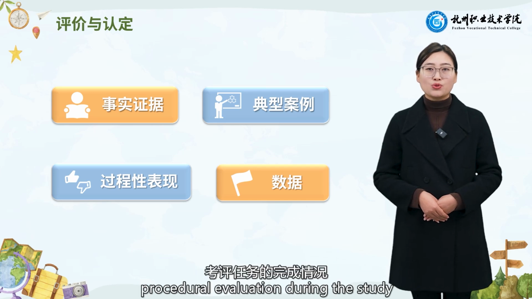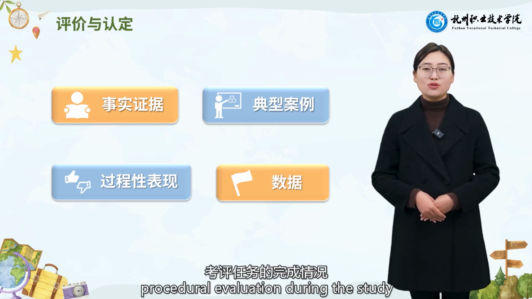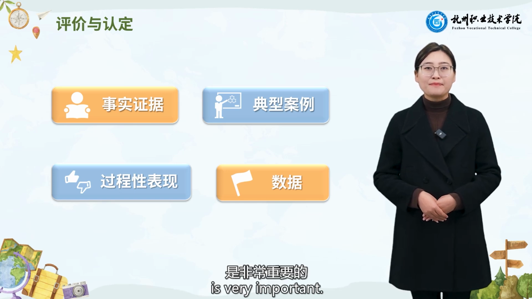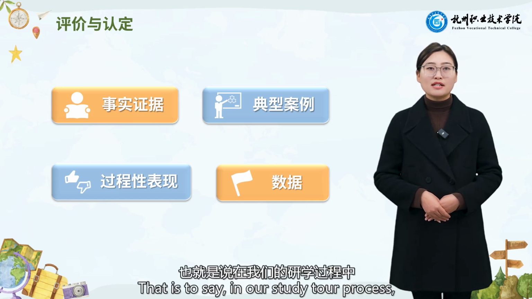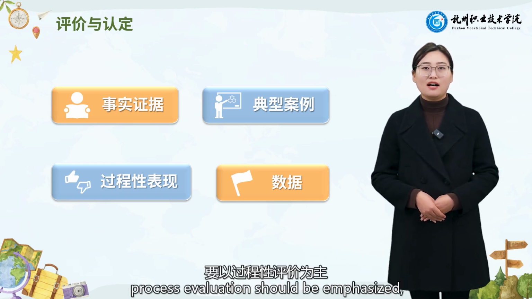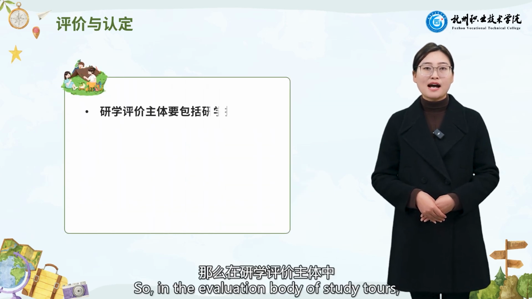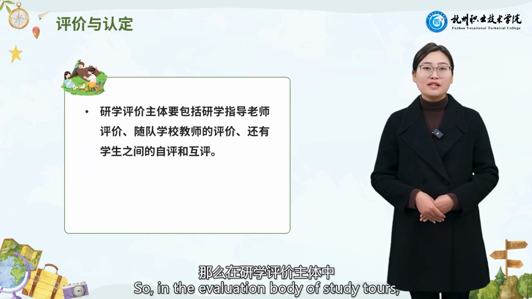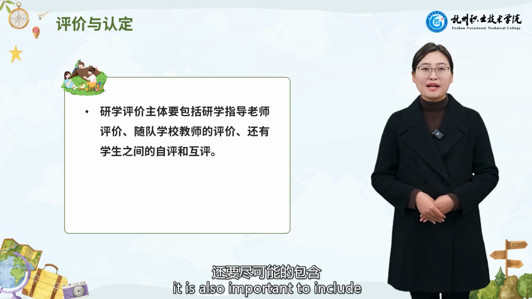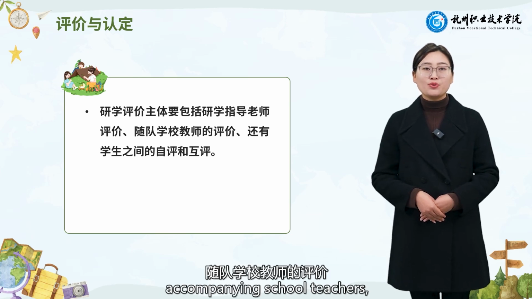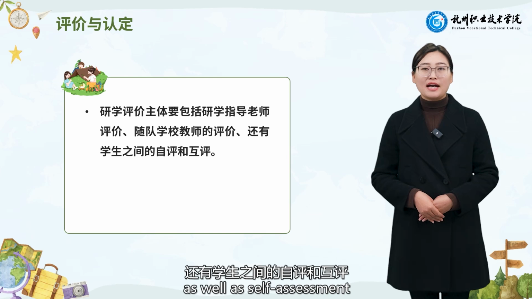research-based learning. Thus, procedural evaluation during the study. Therefore, the process evaluation of study tours is very important. That is to say, in our study tours, process evaluation should be emphasized, with outcome evaluation as a supplement. So, in the evaluation body of study tours, it is also important to include evaluations from study tour instructors, accompanying school teachers, as well as self-assessment and peer assessment among students.